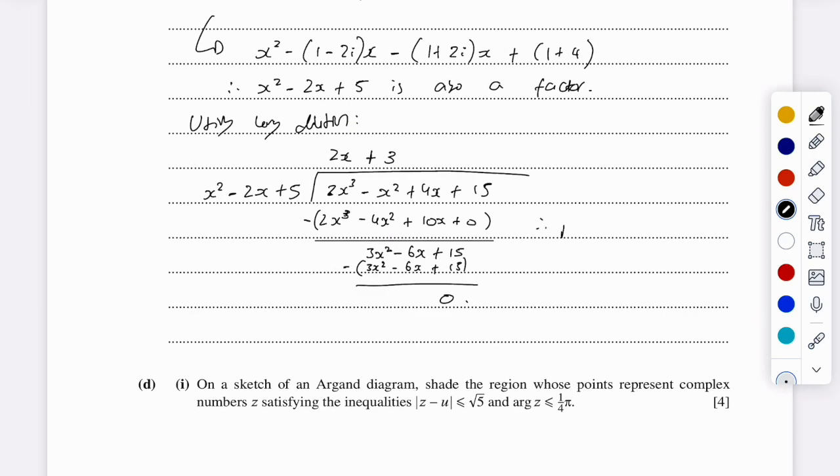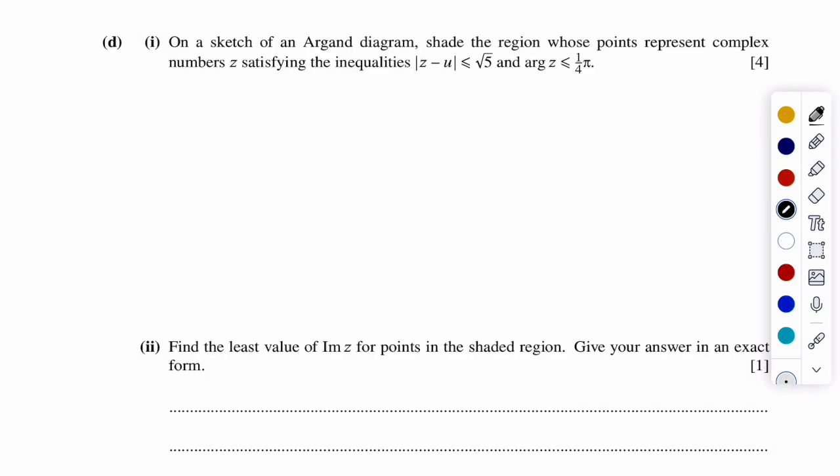So therefore p of x is going to equal 2x plus 3 times x squared minus 2x plus 5. Alright guys, now for number D, it says on a sketch of an Argand diagram, shade the region whose points represent complex numbers z, satisfying these inequalities. Z minus u is smaller than or equal to root 5, and the argument of z is smaller than or equal to pi over 4.